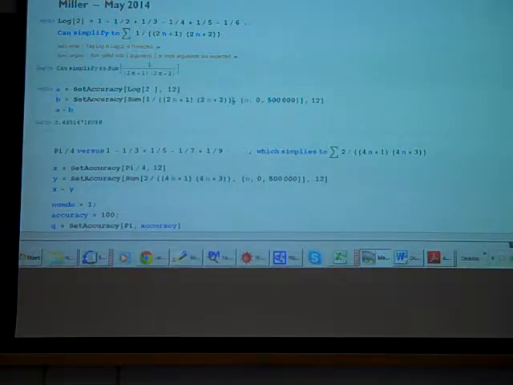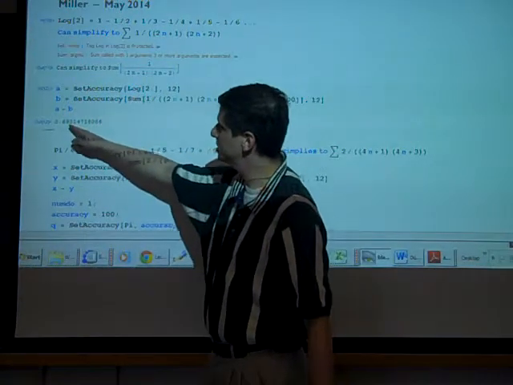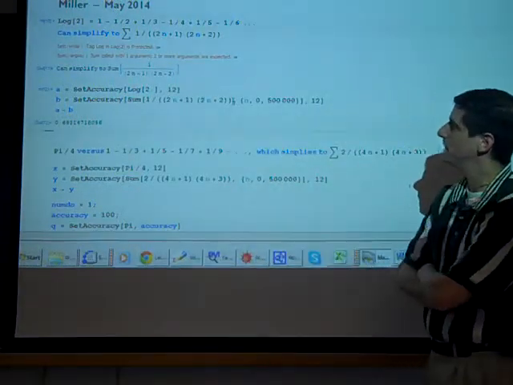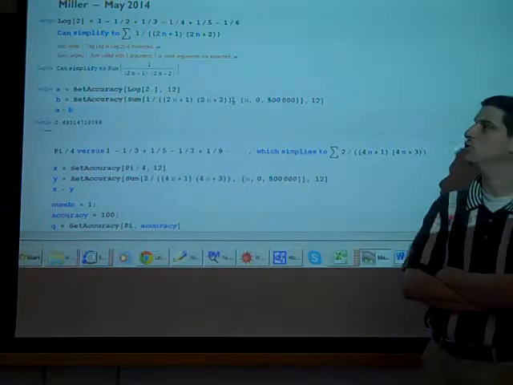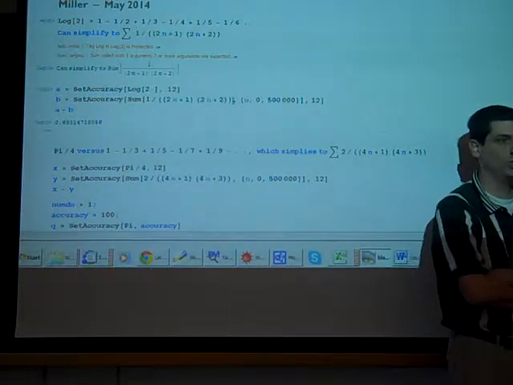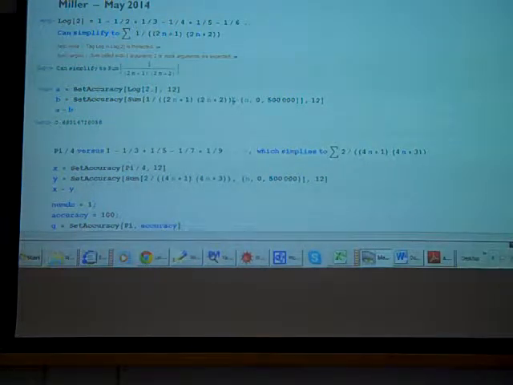So the value of the log of 2 is about 0.69314, and I'm having it take the first 500,000 terms in this series. So while it's computing, so we're not wasting our time, do you have any rough idea of how quickly this sum is going to converge? What do you think the error is going to be? You don't have much time. It's going to finish soon.